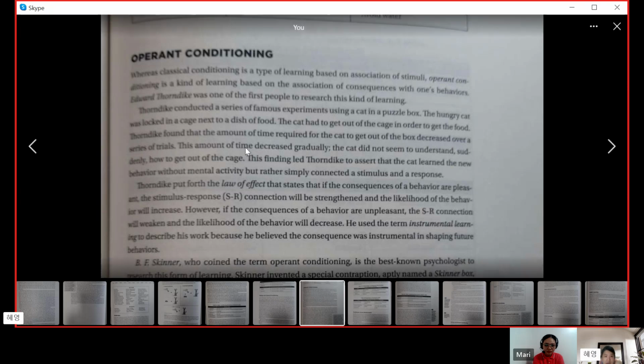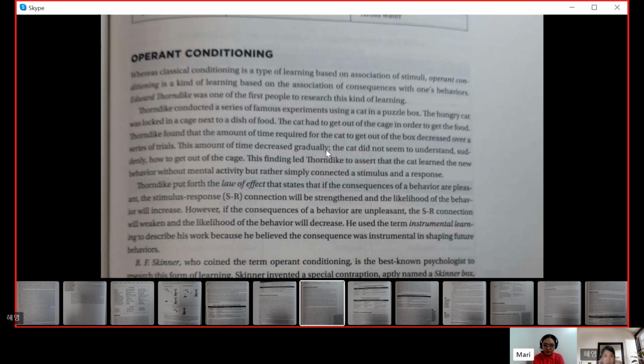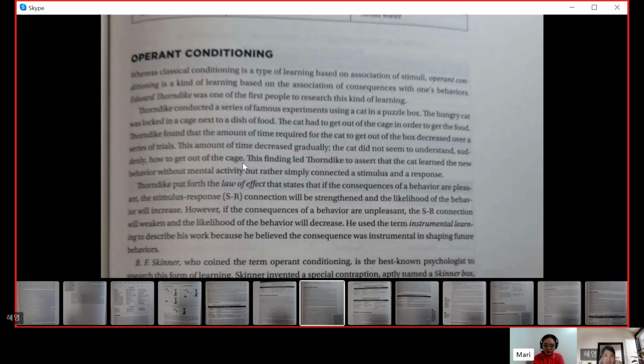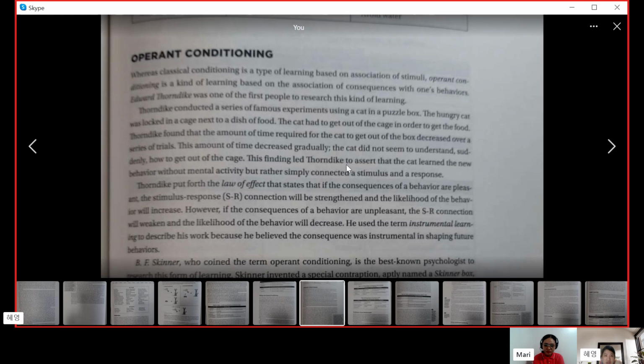This amount of time decreased gradually. The cat did not seem to understand suddenly how to get out of the cage. This finding led Thorndike to assert that the cat learned the new behavior without mental activity, but rather simply connected a stimulus and a response.